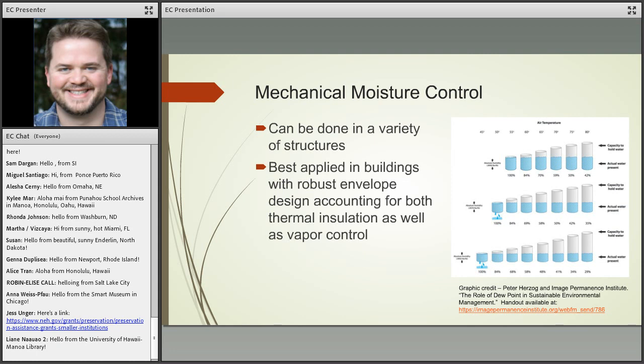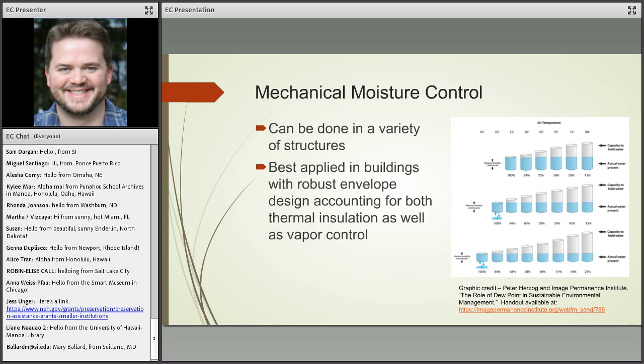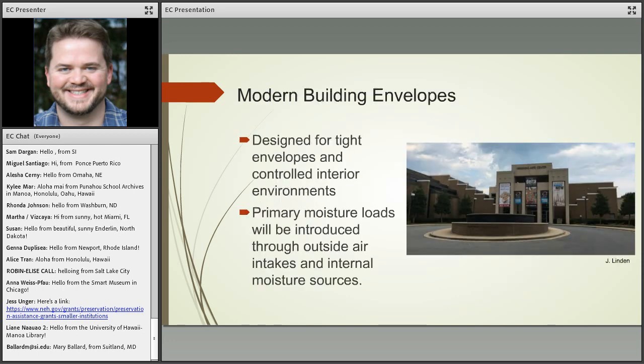We can run a humidifier all day long, and we're never going to succeed in humidifying Rochester, New York in the middle of January. So keep that in mind as you're going through, that we really want to try and use these moisture control processes in structures whose envelopes were designed to think about vapor movement, which is not usually historic buildings, to just put a not so fine point on it.